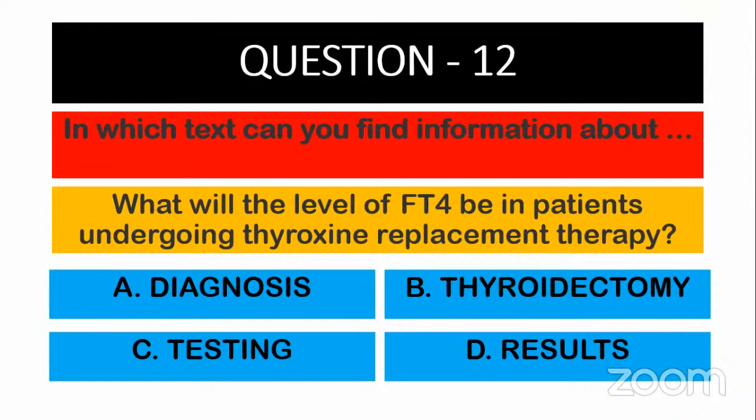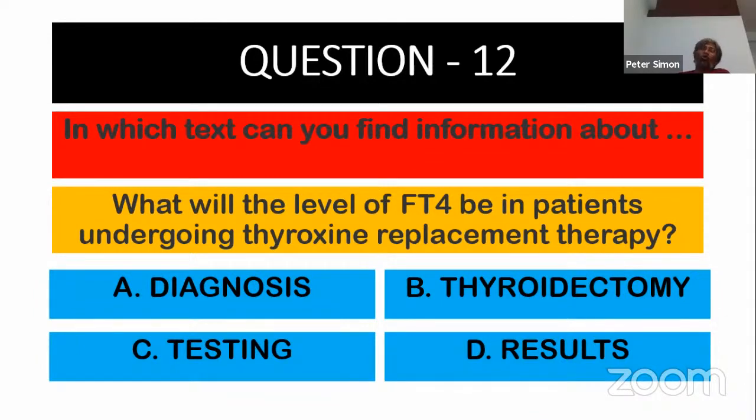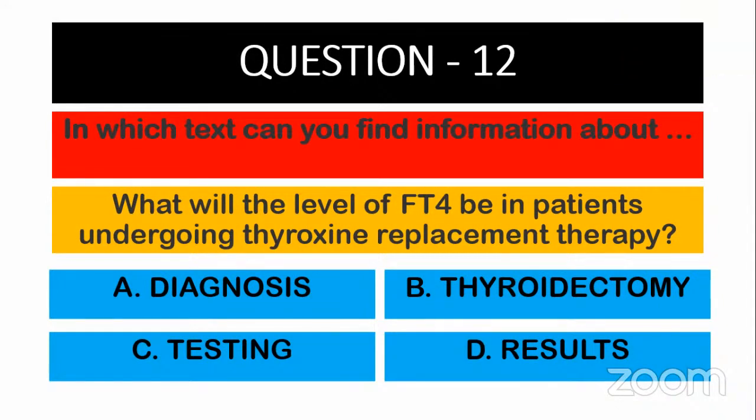So the most important words are thyroid replacement therapy. There you have to see and understand. Then afterwards you will find what will be the level of FT4. Level means something will come: high, low, moderate, or some level of numbers, statistics. But we don't want all those things. Where will you find the information? That is enough.